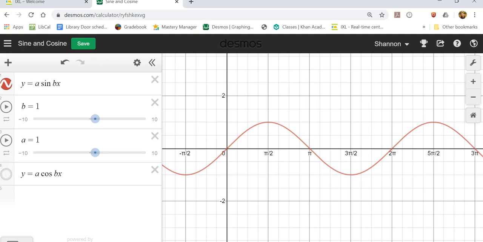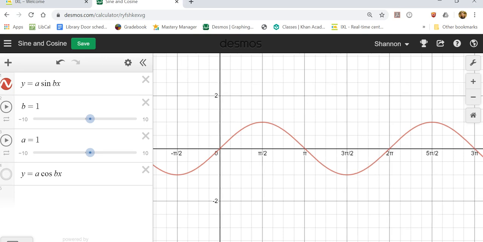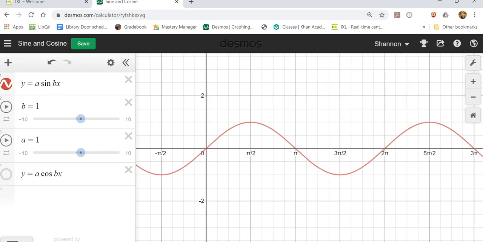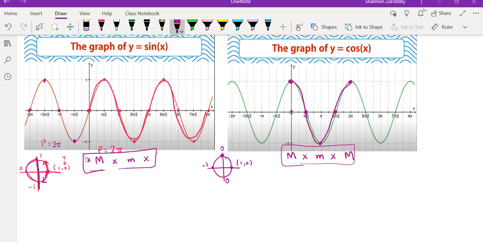Now I have a couple of sliders over here, and the purpose of those is just so we can change my a and my b value. So if we look back, sorry, I'm going to go back. The parent function is y equals sine x, but we can make a transformation where I have a b value that controls the period. That's what we talked about. So this is period control. It controls the period. It isn't the value of the period.